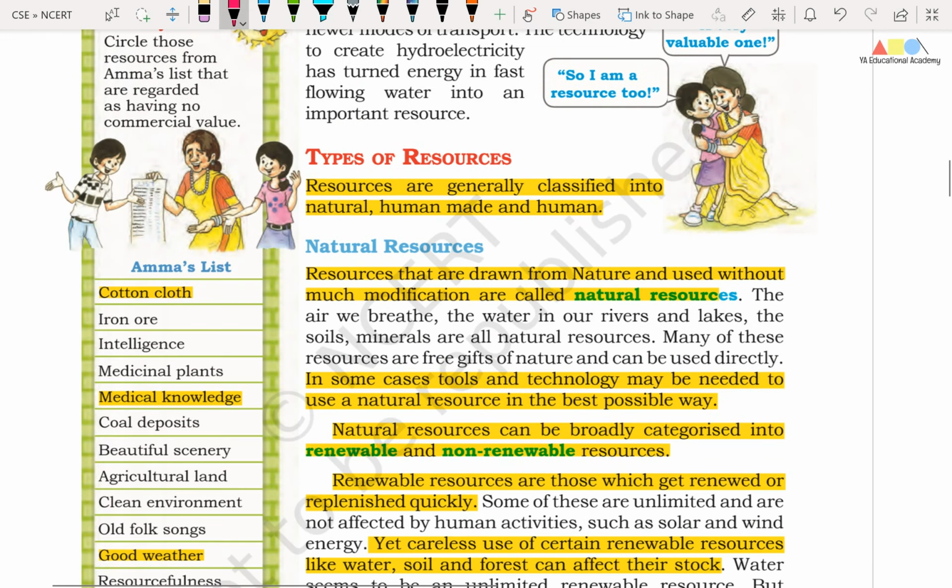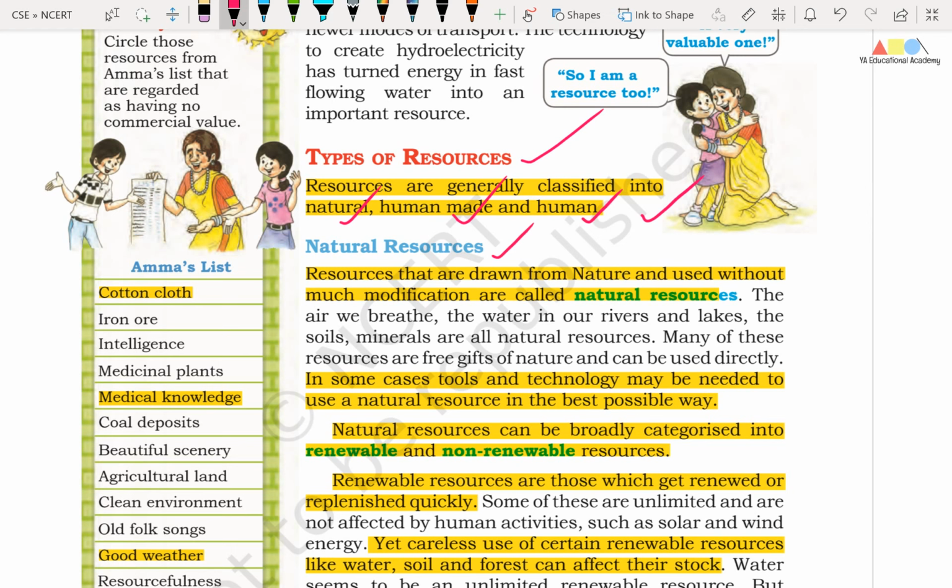Right friends, now we will try to understand the types of resources. So resources are generally classified into natural, human-made and human. So there are three types of resources. First one is natural, second one is human-made, and the third resource is humans themselves.